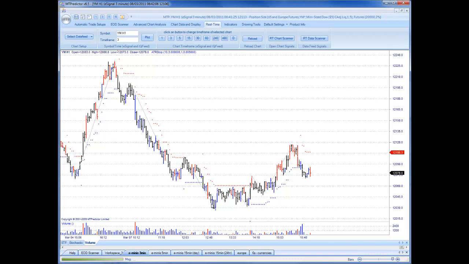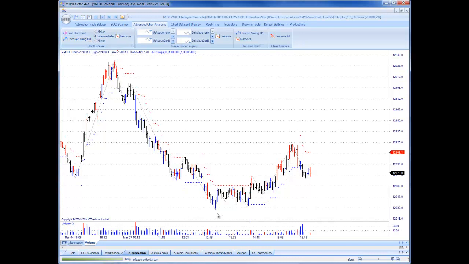So the question being is, what can the MTPredictor software program find on this decline down? Well, for this we go to Advanced Chart Analysis, we leave the degree on Intermediate, and using our Elliott Wave tools we simply click on Choose Swing High or Low, and then we click on the bar of the low, and that's exactly what the software has found, a lovely 1, 2, 3, 4, 5. So that's a perfect Elliott Wave count. So just looking at that, I must say that yes, Elliott Wave does work.